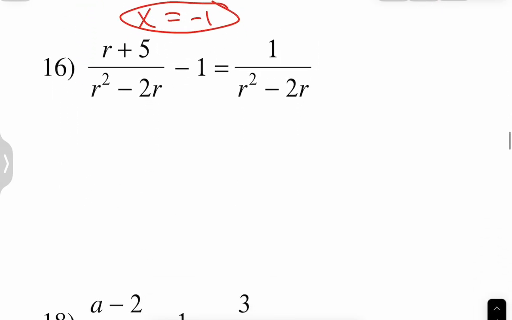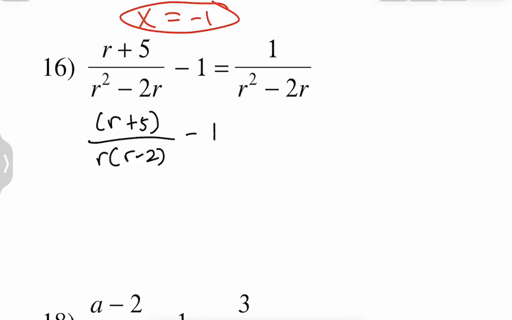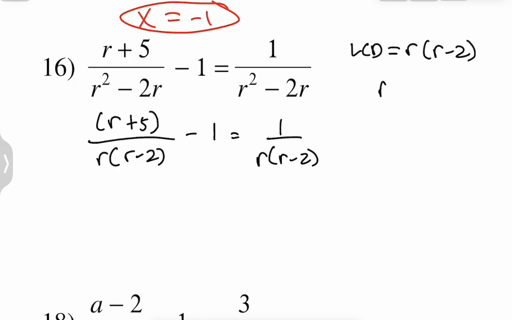Let's do 16. I see some things I need to fix. Let's get everything in factored form. In the bottom, I can remove an r from both pieces, leaving me an r minus 2. So my least common denominator is r and r minus 2. So r is not allowed to equal 0, and r is not allowed to equal 2.